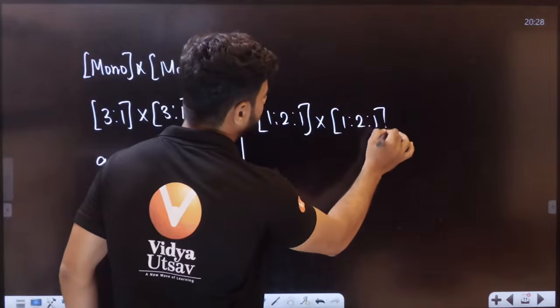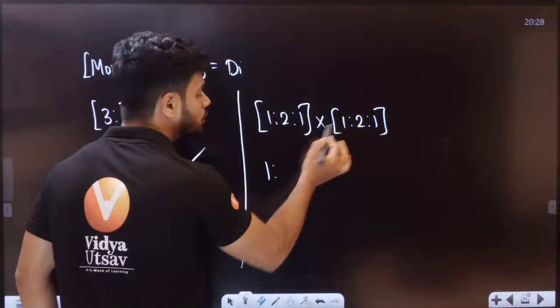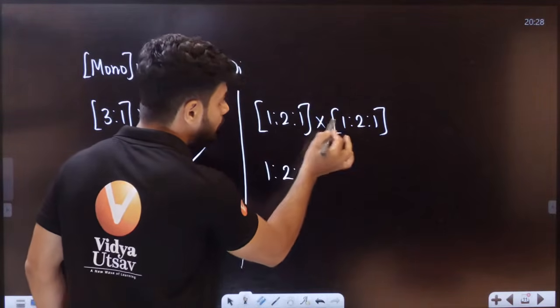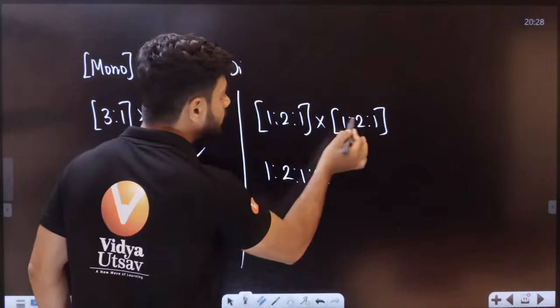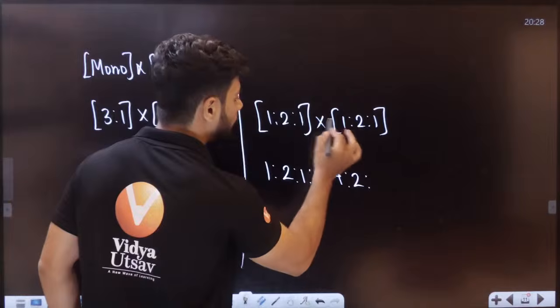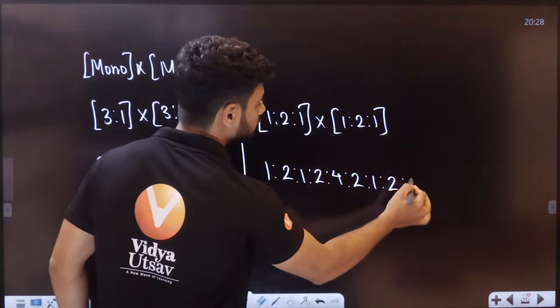1:2:1 for one more monohybrid. Let's multiply. 1 into 1, 1. 1 into 2, 2. 1 into 1, 1. 2 into 1, 2. 2 into 2, 4. 2 into 1, 2. Again, 1 into 1, 1. 1 into 2, 2. And 1 into 1 is 1.